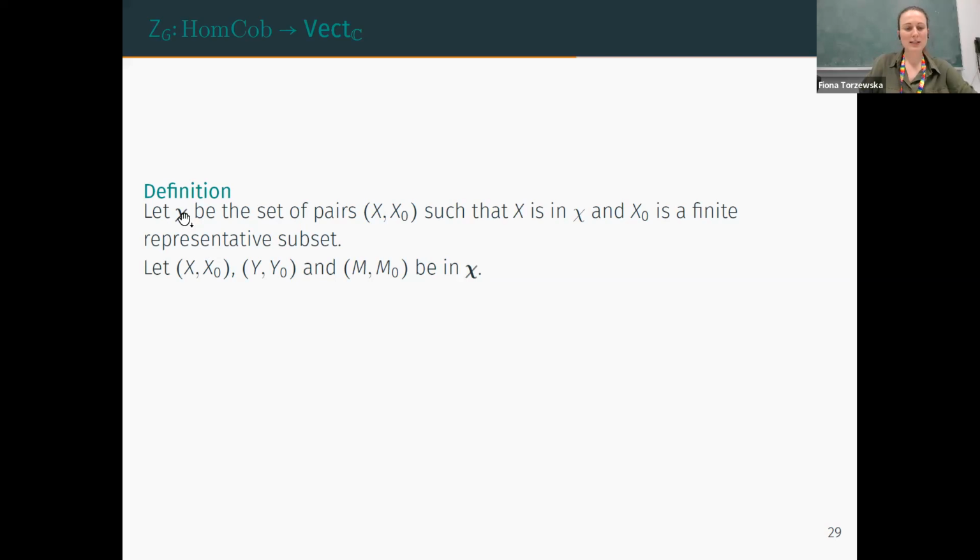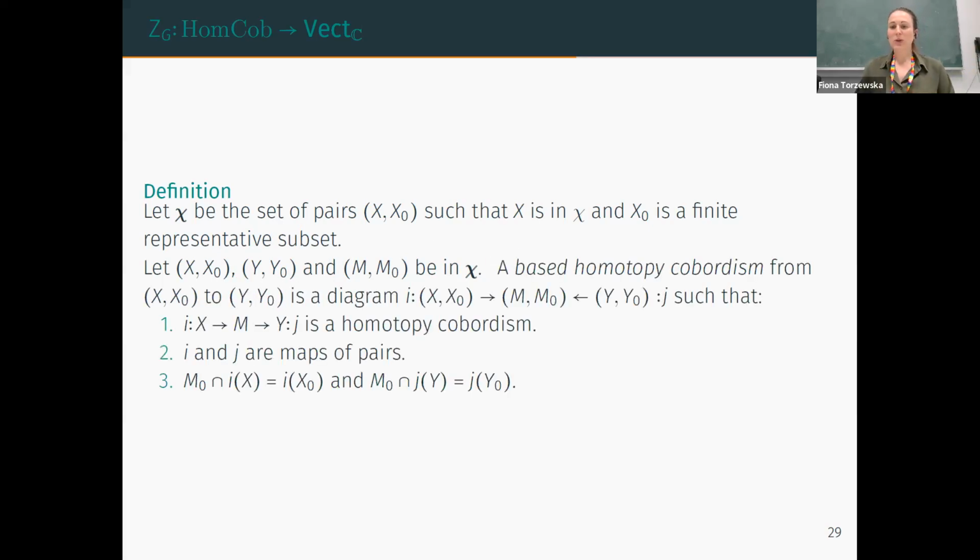So I'm going to use this boldface chi to denote pairs of a topological space X and a finite representative subset X0. What I mean is just that there is one point in X0 in every path connected component of X. Then if we take 3 of these pairs, we can define what we call a based homotopy cobordism, where this is a map of pairs, a cospan of pairs, such that if we forget about the base points, we get our old homotopy cobordism.